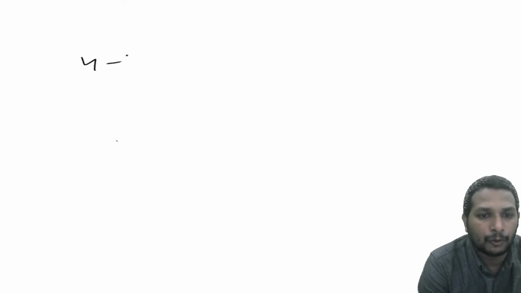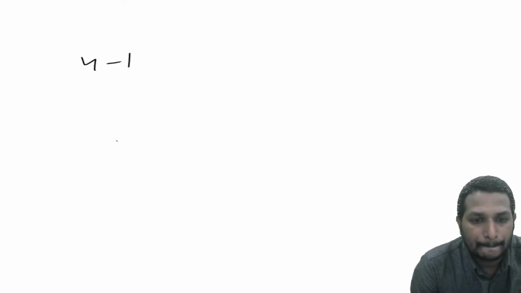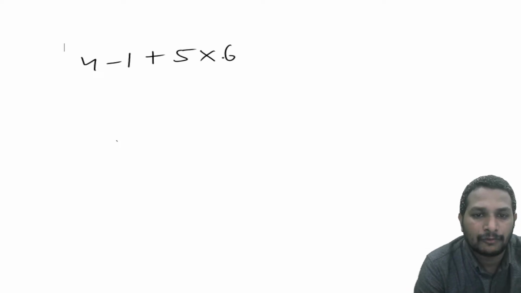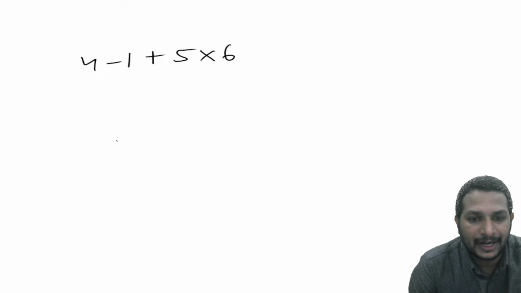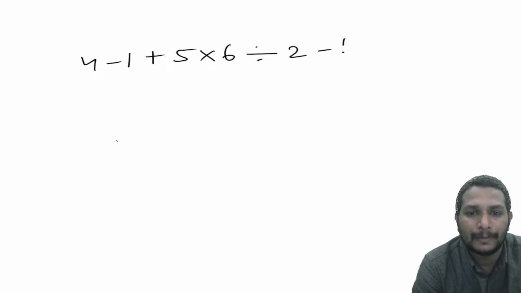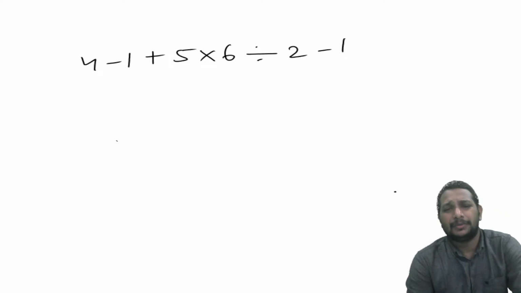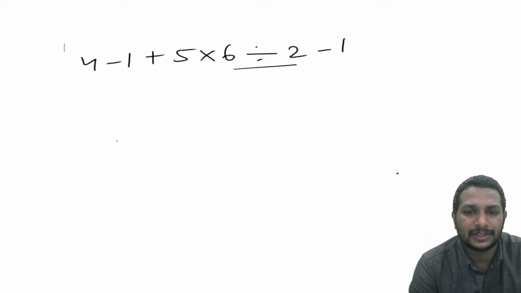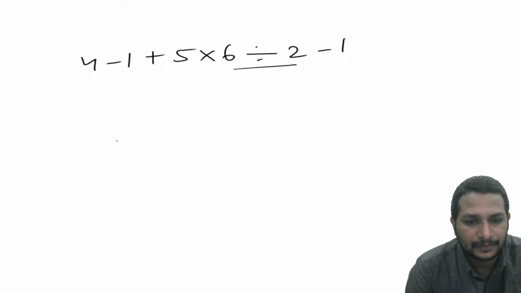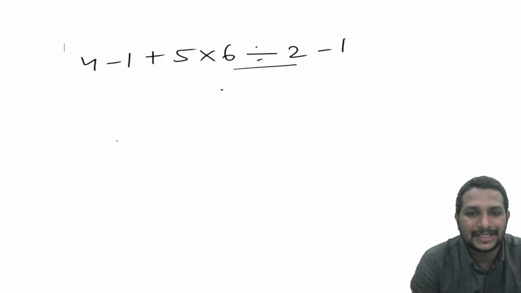-1. That's 5 into 6. 5 into 6 divided by 2 minus 1, right? That's 1. According to BODMAS rule, do the division by 2 first.